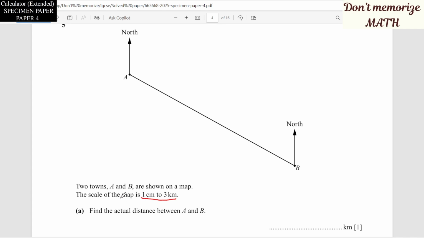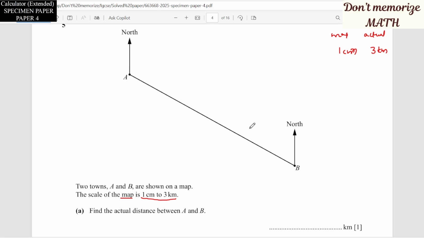Okay, so what do you mean by map scaling? Map scaling means the relation between the map and the actual distance. I will just explain for you. So here it is given, 1 centimeter is 3 kilometer.